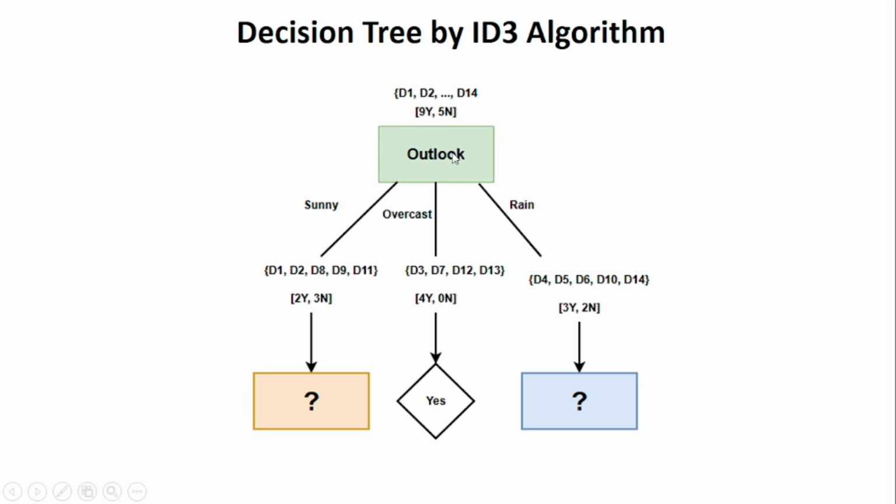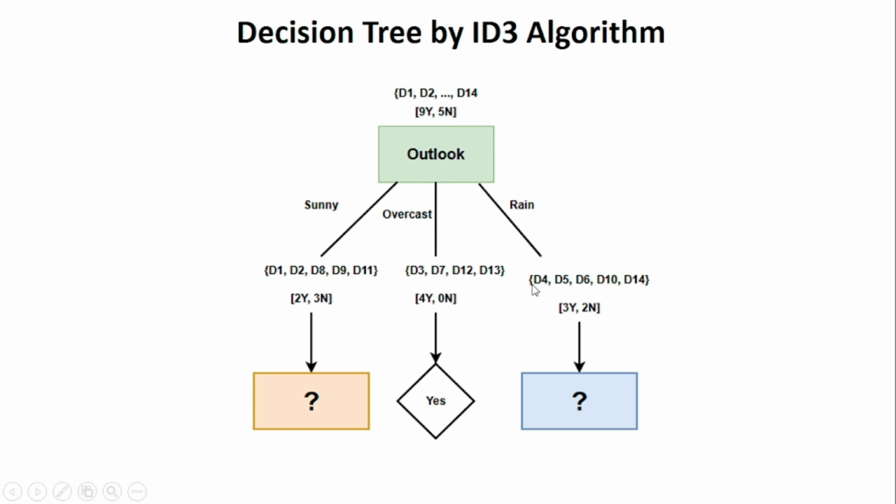Outlook comprises data from D1, D2 till D14, with 9 yes and 5 no. In outlook, we have three subvalues, namely sunny, overcast and rain. Under sunny, the data points are D1, D2, D8, D9 and D11. The data points under overcast are D3, D7, D12 and D13. Out of these four data points, all four are yes, and there are no zeros, so you can directly say the leaf node is yes.